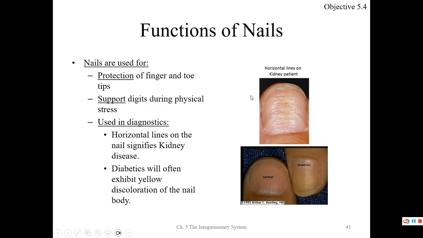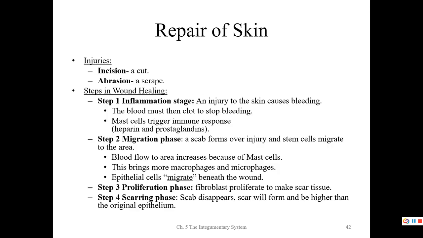Okay. Nails can protect the fingers and toe tips. They can support the digits during physical stress. They're also used diagnostically, like horizontal lines can signify kidney disease. You can have lines of a variety of types on people's fingers when they have damage. But diabetics have yellow nails.